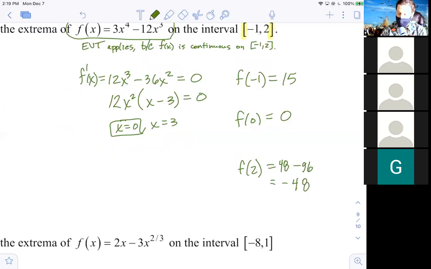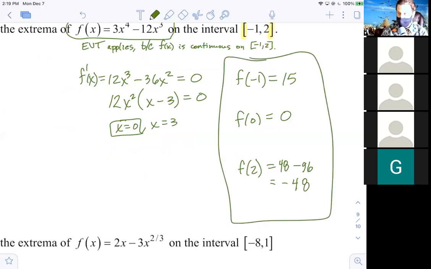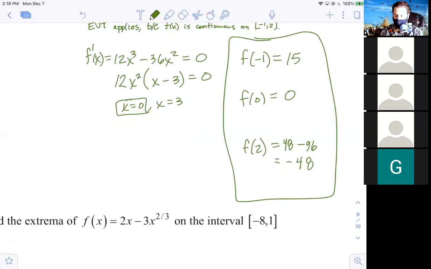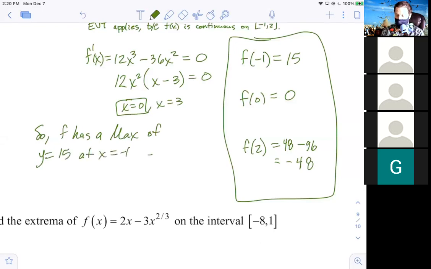And that's enough. So this right here, the computation of your y values at the endpoints and at your critical value, that is the justification. And now we just answer the question. So f has a maximum of y equals what? 15, good. At x equals -1, and a minimum of -48, good, at x equals 2.